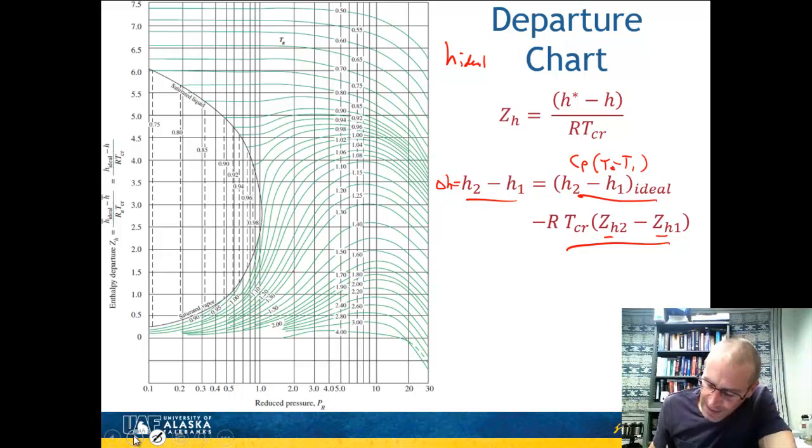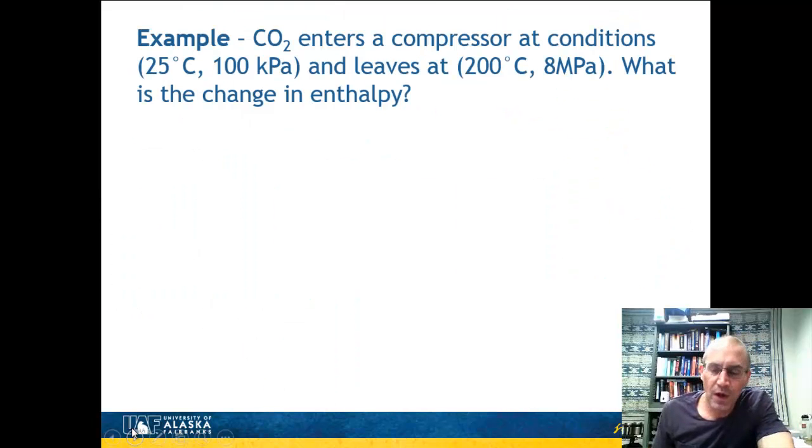All right, so let's go through an example. This is usually best seen with an example. So here's the one we're going to do. We're going to have carbon dioxide, and it enters the compressor at the conditions of 25 C and 100 kPa, and leaves at 200 C and 8 megapascals. What we want to know is what's the change in enthalpy. So we're given a T and a P and a T and a P. So we'll go ahead and assume this is non-ideal, and we'll use our departure chart.